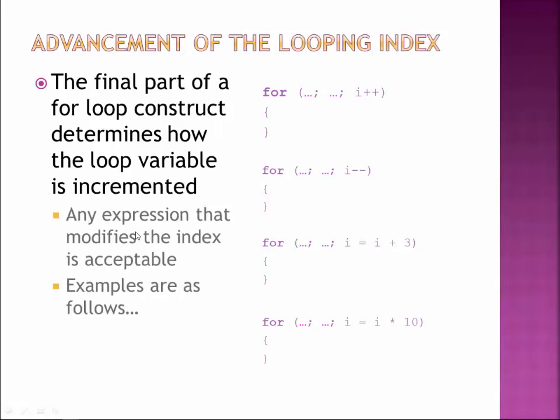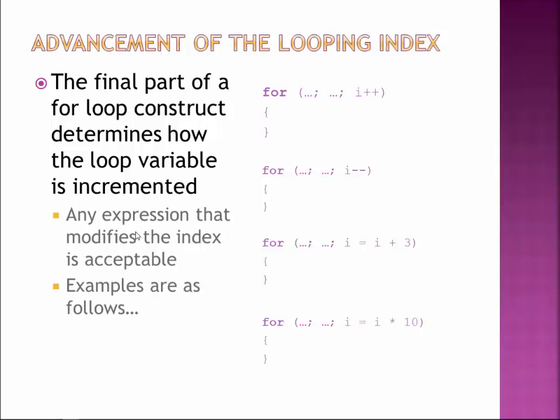And then the last part's the advancement. Again, ignoring the other two parts for the moment. Most typical is i plus plus or i minus minus. i is equal to i minus 1. 0, 1, 2, 3, 4, 5, 6, 7, 8, 9, 10. 10, 9, 8, 7, 6, 5, 4, 3, 2, 1, 0.